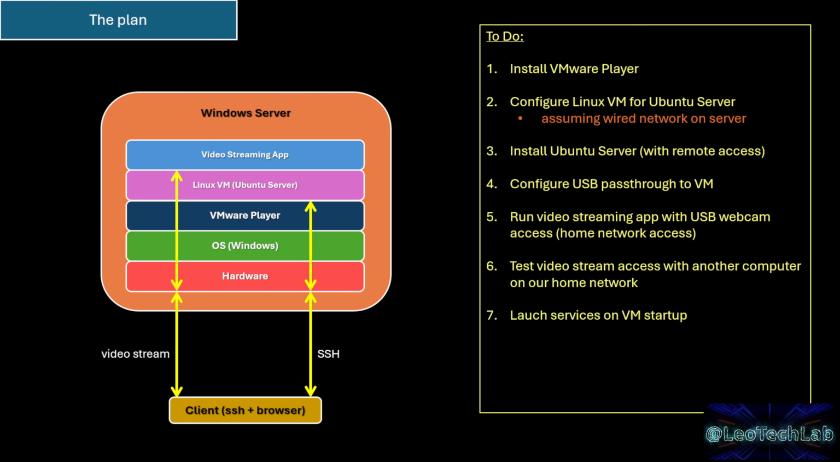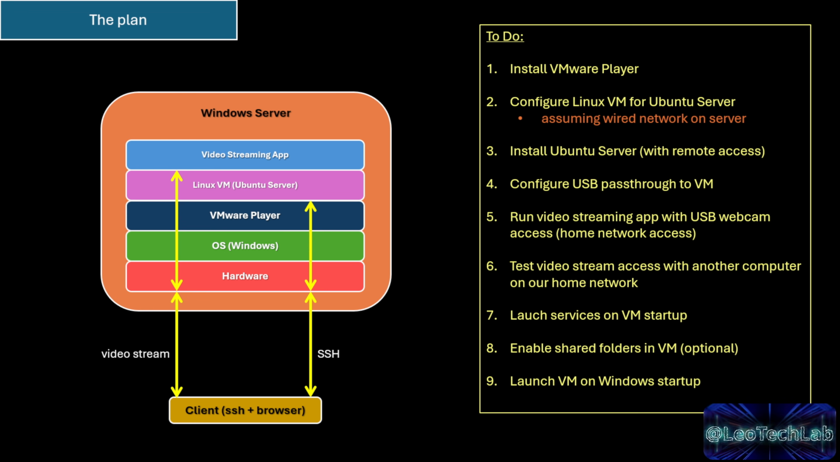After that, we're going to do a couple more steps to make our setup more robust, such as to be able to configure our virtual machine to launch services on startup. In this case, we're going to demonstrate this by having our video streaming app always start on VM startup. After that, we're going to have an optional step, which is to enable shared folders between the host operating system, in this case Windows, and the Linux virtual machine, in order to be able to easily access files from different file systems.